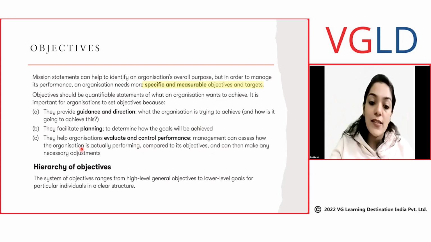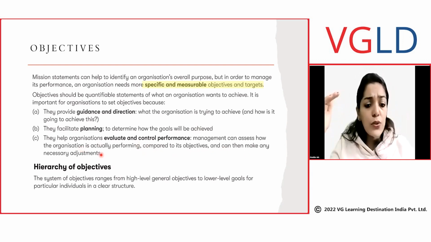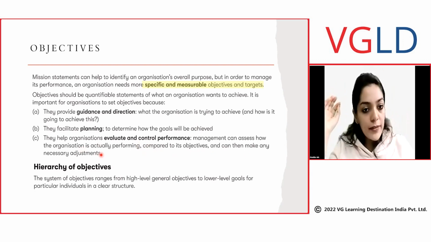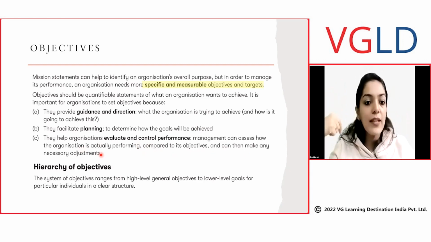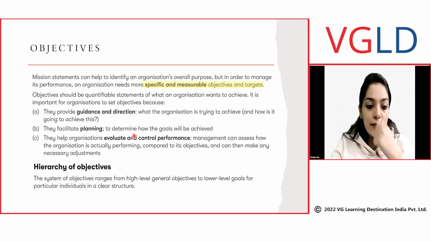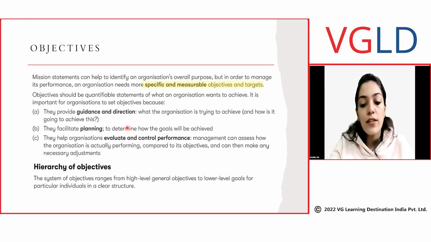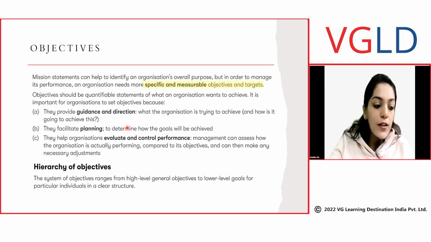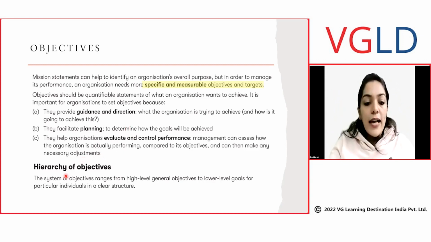and can then make any necessary adjustments. So you can first plan, and as I said yesterday, planning and controlling go hand in hand. If you have prepared your objectives properly, you can actually check the progress against those objectives and then perform control activity. So that is what is given in point C. First of all, it provides a direction, what the organization is trying to achieve. Then it says how it is going to achieve. And then if there is any major variation, any deviation from the target it was set out for, you can perform control activity. Okay. Hierarchy of objectives.